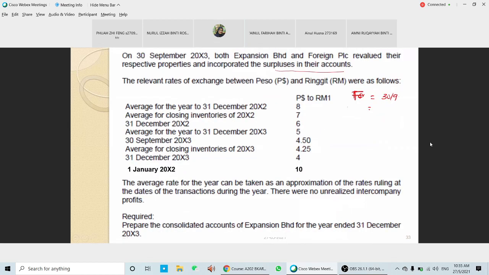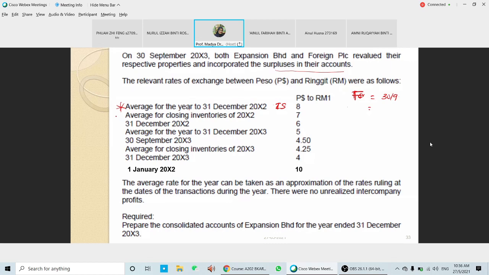Now you have here the average rate for the year X2, which is 8. We're going to use this one to translate the income statement, so this is the rate for the income statement. But this one is now in the year X3, and we need to use this information later. Okay, focus on this one.